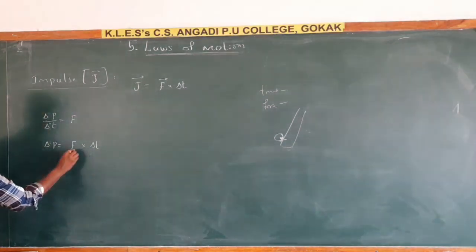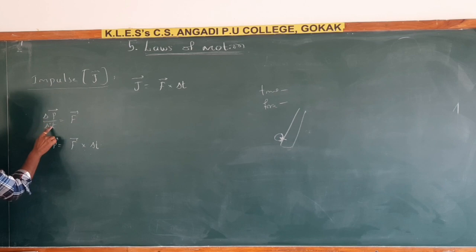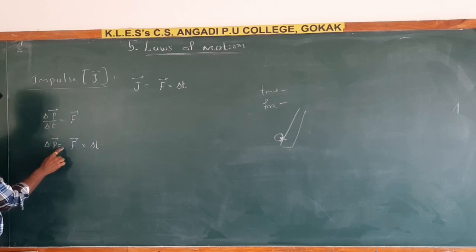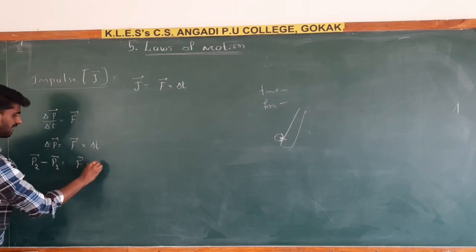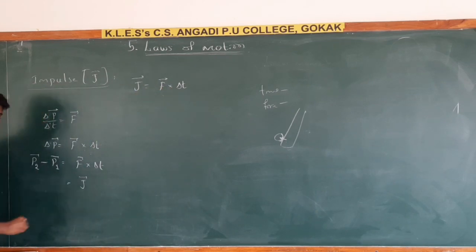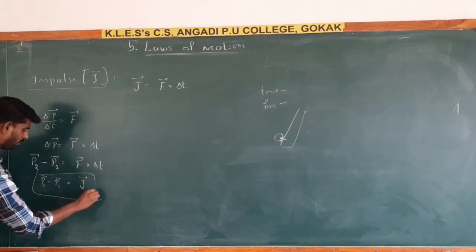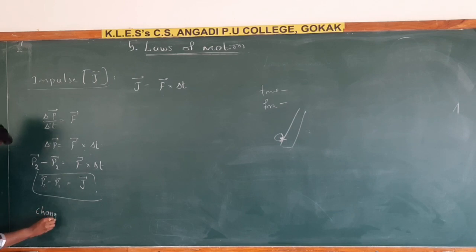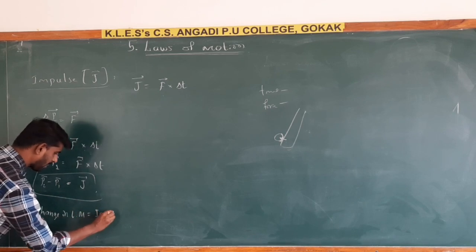If I write all the quantities in vector notation, delta p by delta t is equal to force. Then delta p is equal to force into the time. So what is delta p? Change in linear momentum. So I can write final linear momentum minus initial linear momentum is equal to force into delta t. Force into delta t is our impulse, so I will write the symbol J. And here this is P2 minus P1. In words, what can you write? Change in linear momentum of a body is equal to impulse.